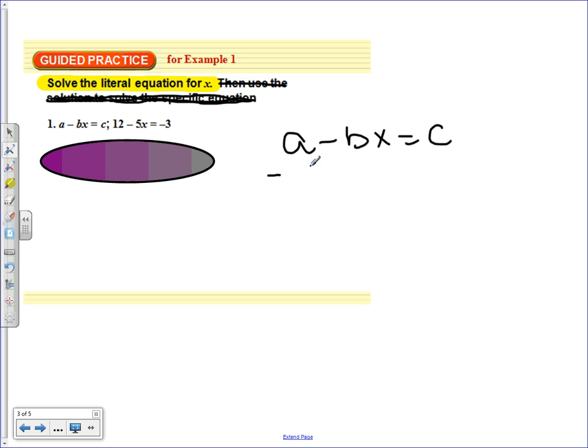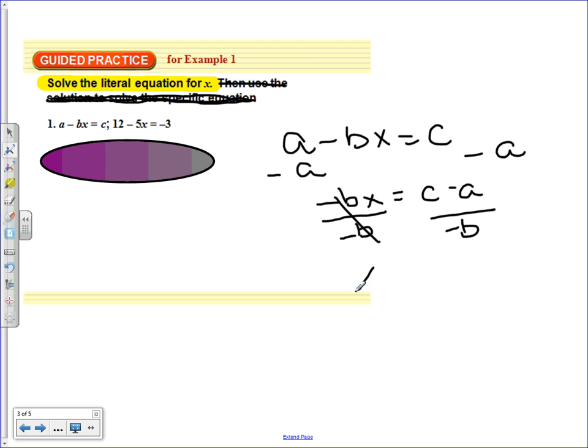So the first thing I want to do is get this a to the other side. So I now have minus bx equals c minus a. I'm multiplying negative b times x. The opposite would be to divide by negative b. These cancel. I have my x, and I'm left with negative c plus a divided by b. So that's solving a literal equation for x.